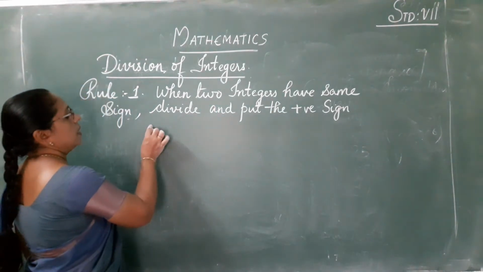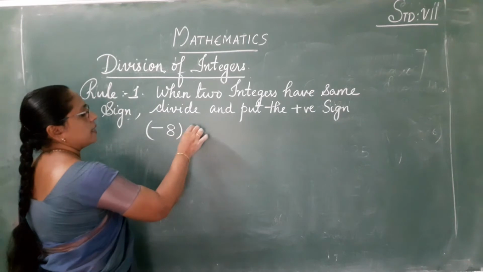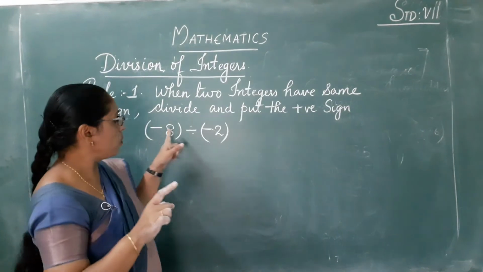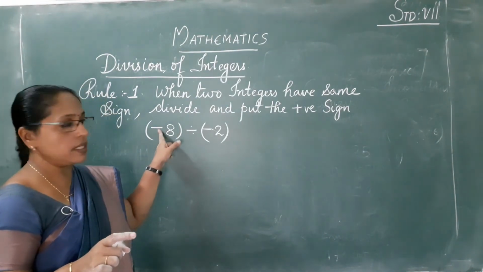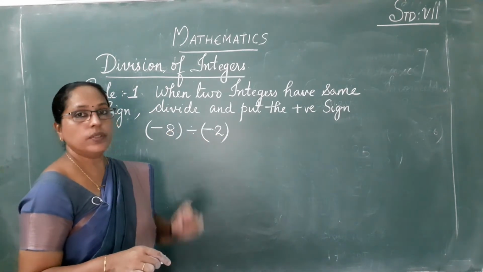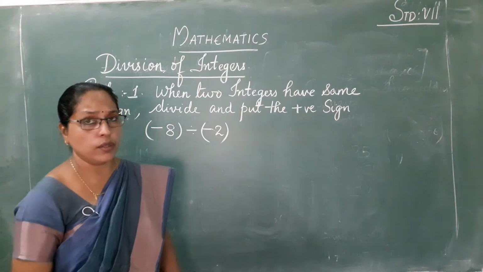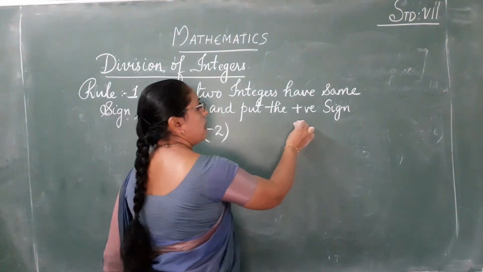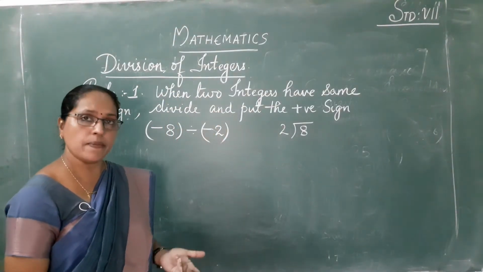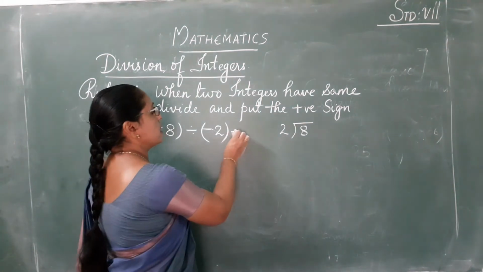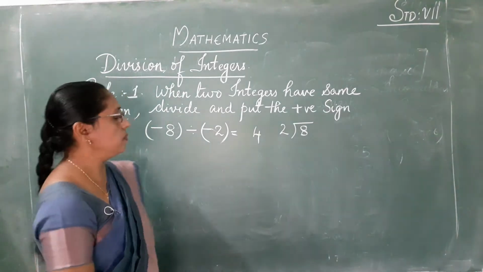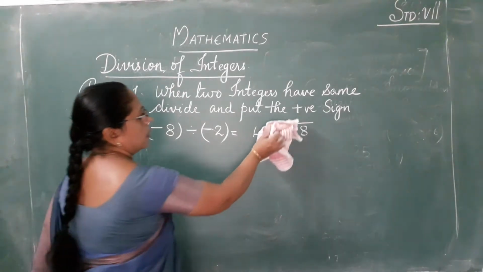Okay, for example, negative 8 divided by negative 2. Two integers are having same sign. What are the signs here? Negative for 8 and negative for 2. When they have same sign, divide it. 8 divided by 2. I hope all of you know to divide. Just say the tables of 2. In 2's table, 8 how many times? Yes, 4 times. So we get the answer 4. And they are having same sign, so the answer is positive 4. Okay, that is rule number 1.